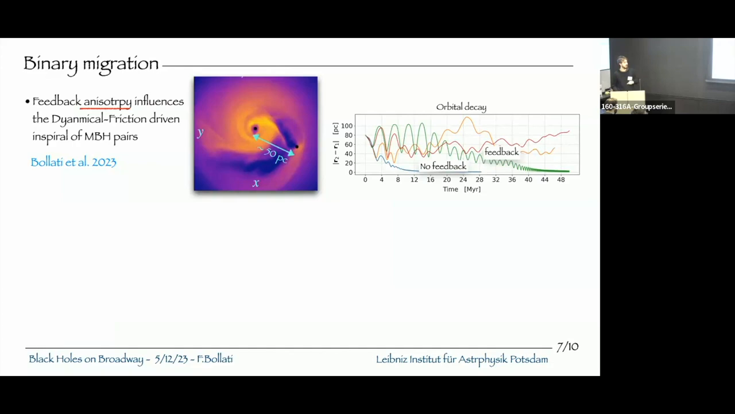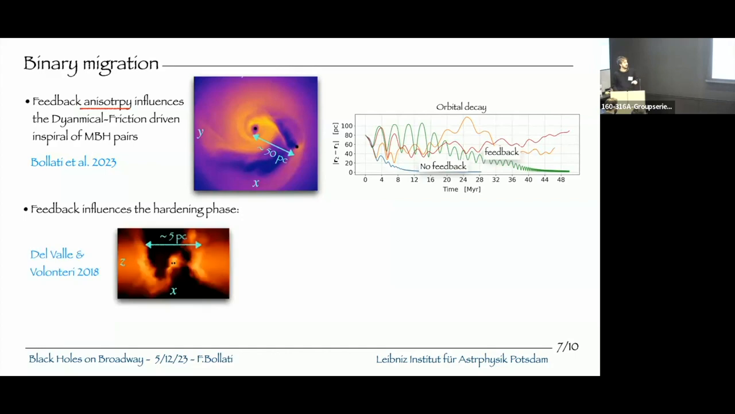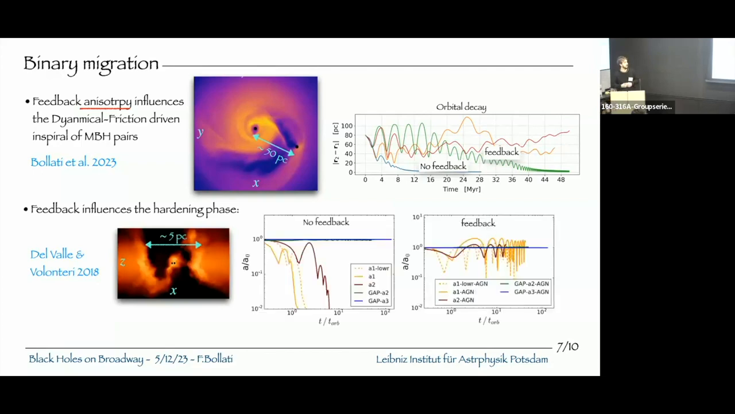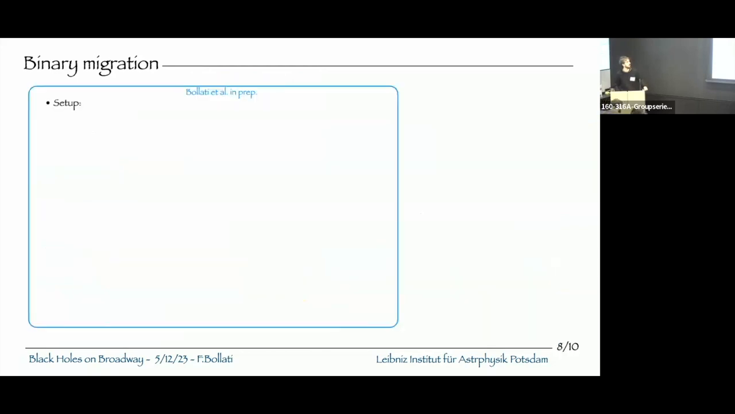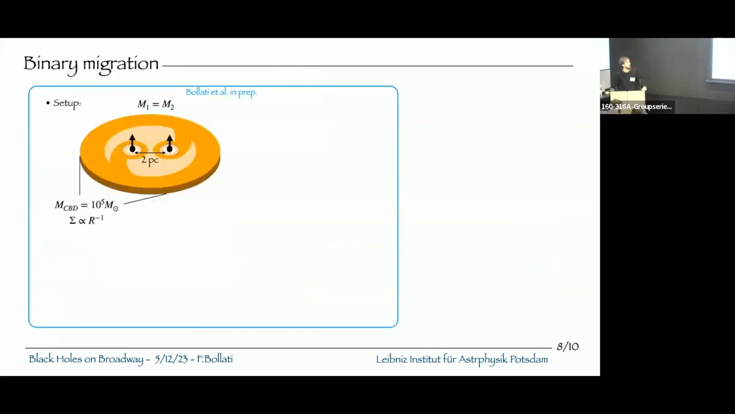Now, at smaller scales, when the black holes are bound and form a binary, it has been shown that isotropic feedback is capable of clearing a cavity around the binary, and this cavity can prevent the black holes from migrating. A question is whether anisotropy can attenuate this conclusion, and in general, what the effects of anisotropy on the binary evolution are. To this purpose, I consider the following setup, consisting of two equal mass black holes at 2 parsec separation embedded in a circumbinary disk.